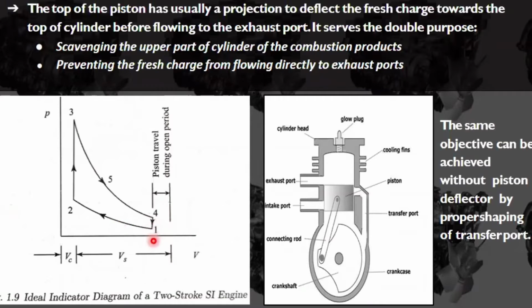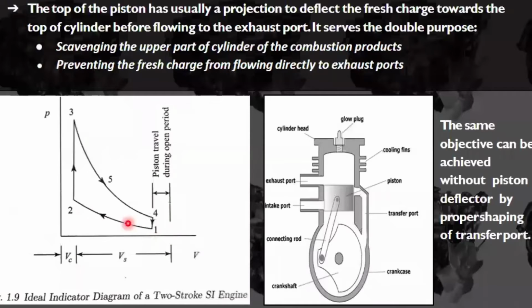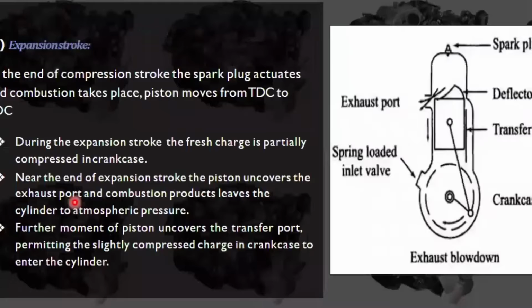That is the indicator diagram of a two-stroke SI engine. And for a CI engine, what is the big change? Only here we combust, or add heat, at constant pressure. So 2 to 3 would be like this, as we have already seen in the CI engine.